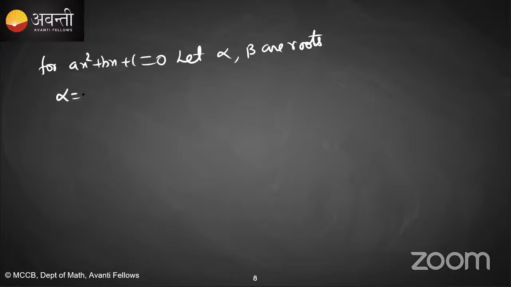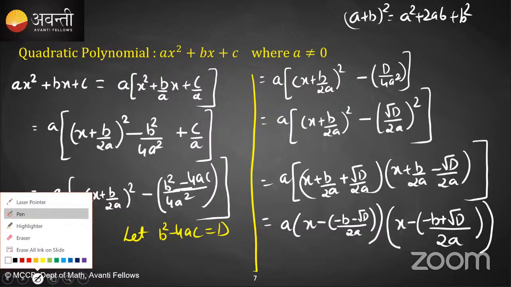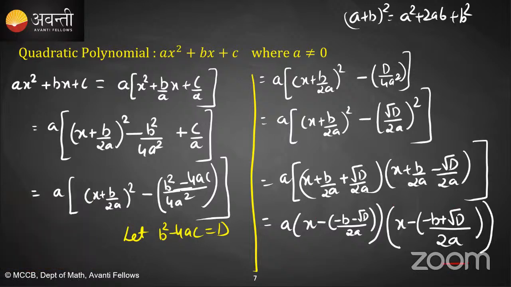So let's say alpha is minus b minus root d by 2a, then beta will be minus b plus root d by 2a, right? Yes or no? We know the roots of a quadratic equation are minus b plus or minus root d by 2a. So if I take the plus sign, then minus b plus root d by 2a is beta, and if I take the negative sign, then minus b minus root d by 2a is alpha. Clear? So let's call this equation 1.